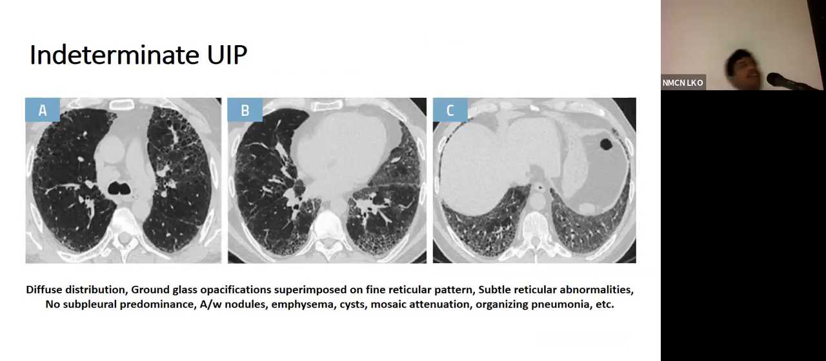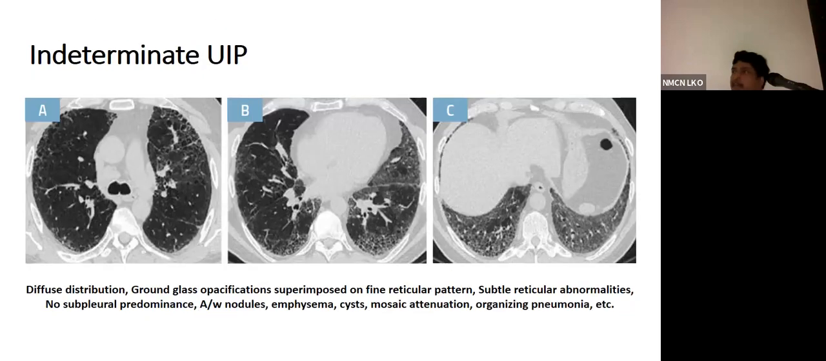Now coming to the next variety, that is called indeterminate for UIP. Usually HRCT shows diffuse distribution of ground glass opacities superimposed with a fine reticular pattern, subtle reticular abnormalities, no subpleural predominance, and it is often associated with nodules, emphysema, cysts, mosaic attenuation, areas of organizing pneumonia, and others.